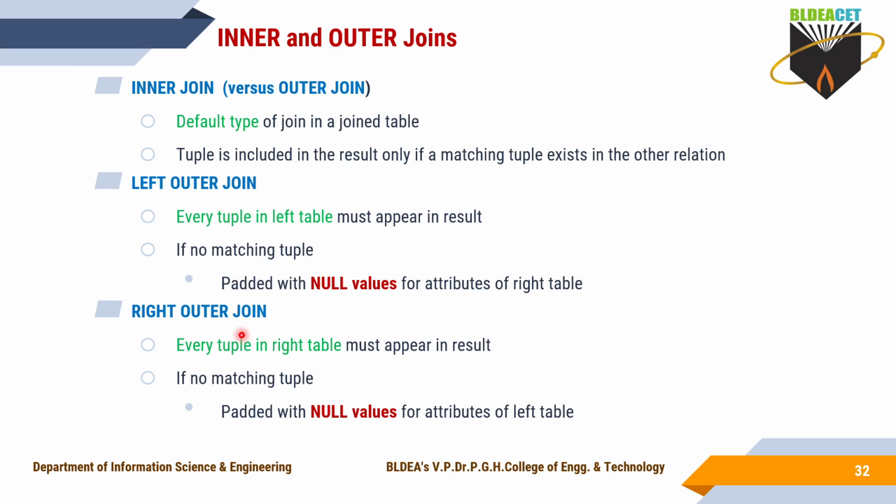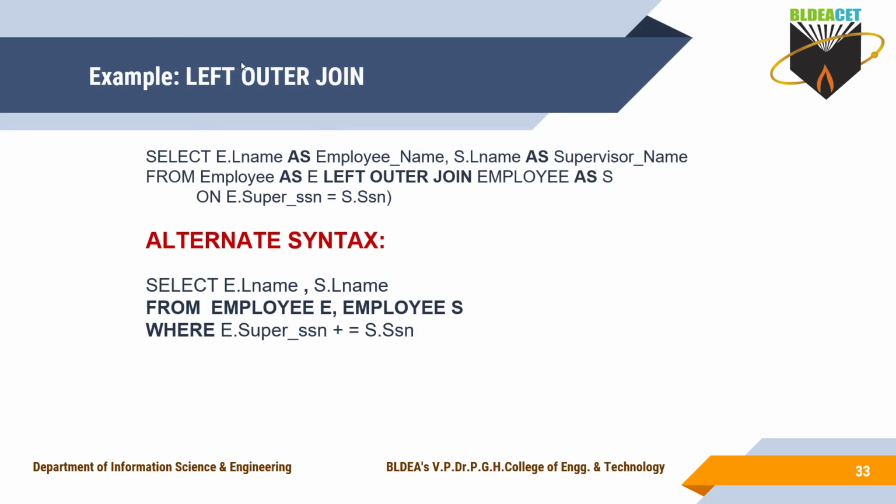And right outer join includes all the tuples of the right table, and in the left table, where the condition is satisfied, it retrieves the tuples, and wherever the condition is not satisfied, it retrieves the tuple values as null. You already know about these things. So this is one example for left outer join.